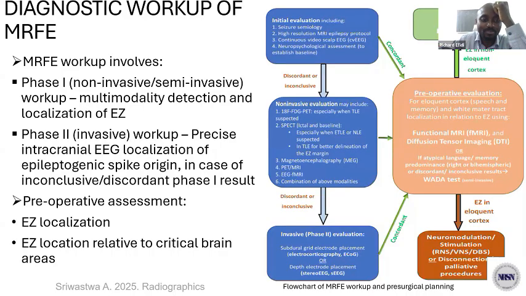The second step of preoperative assessment is to determine the location of the epileptogenic focus in relation to critical brain areas, such as the eloquent cortex and the important white matter tracts. This is achieved using functional imaging: functional MRI, which helps in localizing the eloquent cortex, and diffusion weighted imaging, which helps in localizing the important white matter tracts. Once this is achieved, we then determine whether we proceed to surgical resection of the epileptogenic focus or not.